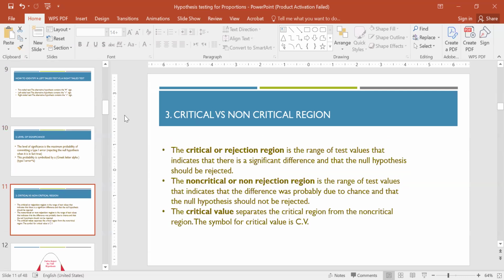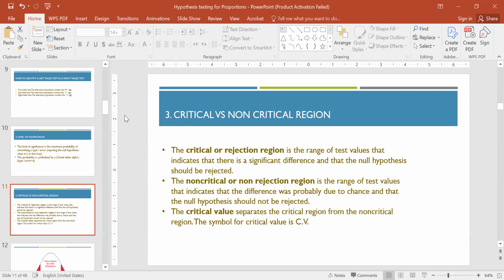Number three, we have to define the critical and non-critical regions. The critical or rejection region is the range of test values that indicates that there is a significant difference and that the null hypothesis should be rejected. While the non-critical or non-rejection region is the range of test values that indicates that the difference was probably due to chance and that the null hypothesis should not be rejected.